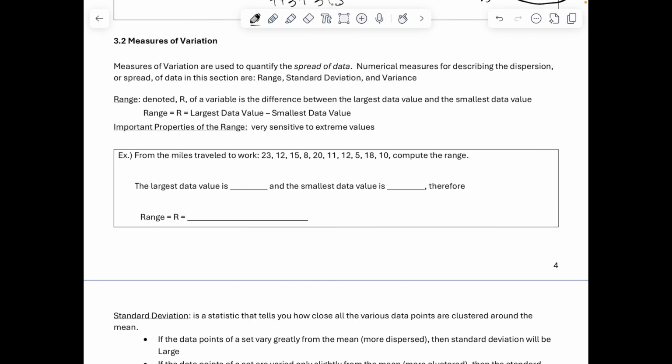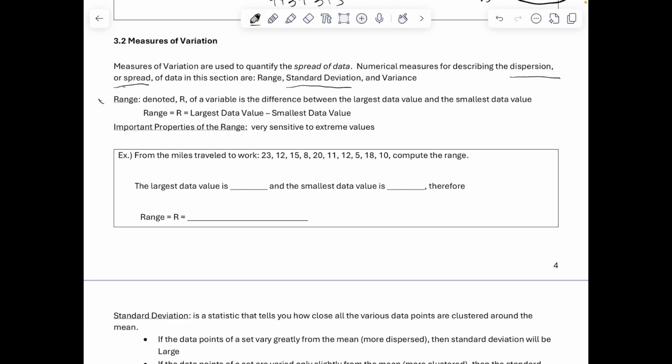The next section that we have is section 3.2, measures of variation. Measures of variation are used to quantify the spread of data. Numerical measures for describing the dispersion or spread of data in this section are going to be range, standard deviation, and variance. So this is the dispersion or spread of our data, and the large one that we're going to be using is going to be standard deviation.